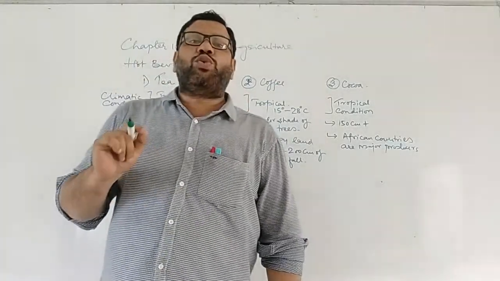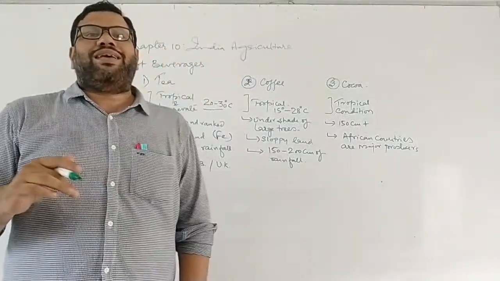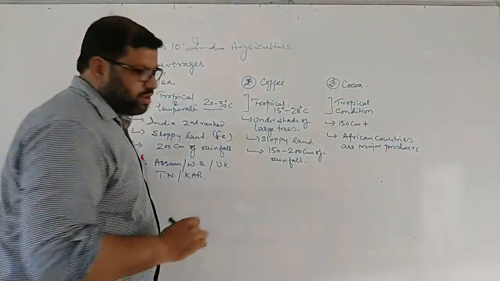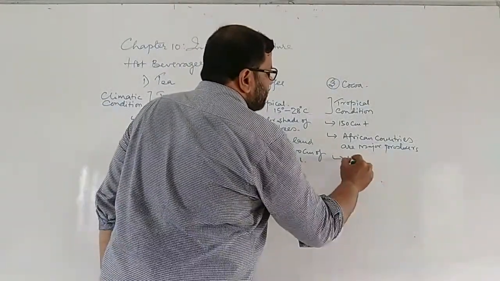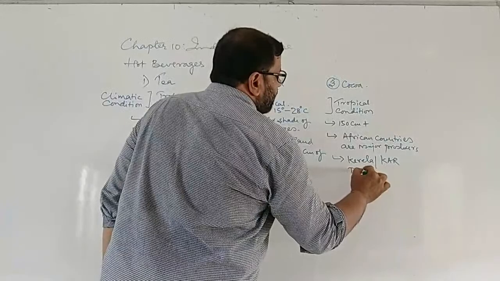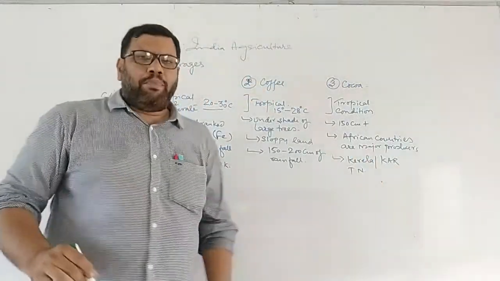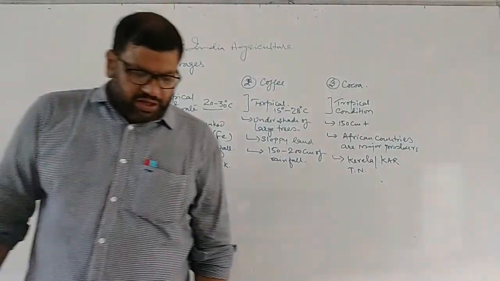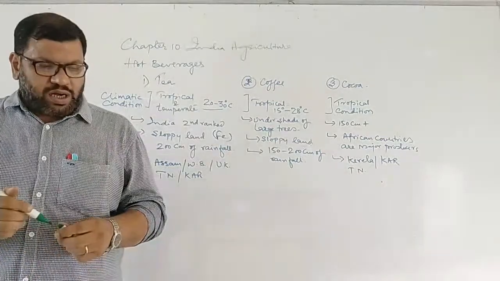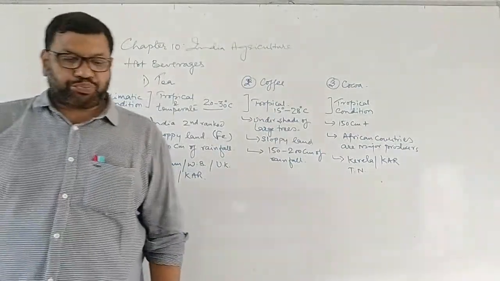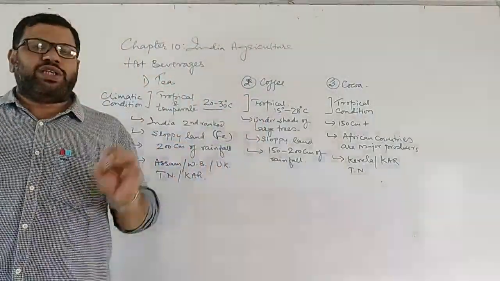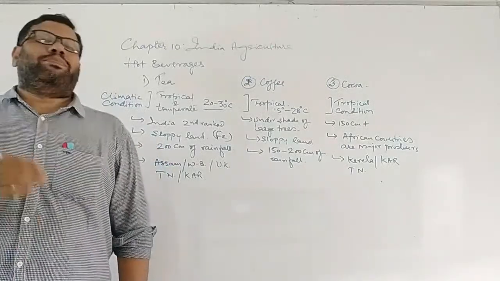Those areas where cocoa is more extensively grown are the southern states, including Kerala, Karnataka, and Tamil Nadu. A bit of it is also grown in Andhra Pradesh. So the southern states are very much covered under the production of cocoa. This is the three-topic information provided on hot beverages.